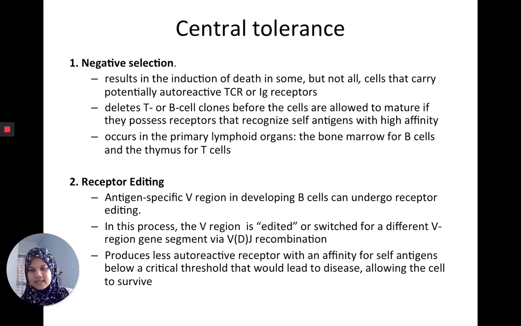So we feel sorry for the cell. It's not its fault that it's carrying a self-identifying receptor. So we change that receptor a little bit, and now it can be allowed to continue to develop and enter the circulation.